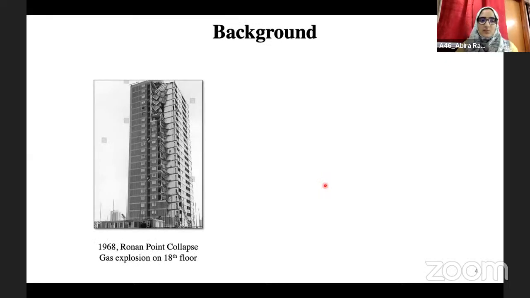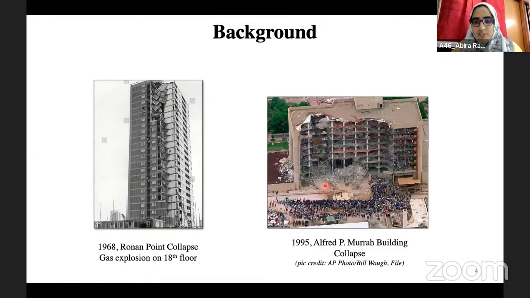Some examples of these types of collapse are the collapse of Ronan Point, which took place in 1968, in which a gas cylinder explosion on the 18th floor led to the loss of a wall and then ultimately the collapse of the whole bay. One more example is the collapse of the Alfred P. Murrah building, in which a bomb blast outside the building destroyed one column, and the damage then spread to one-third of the building.